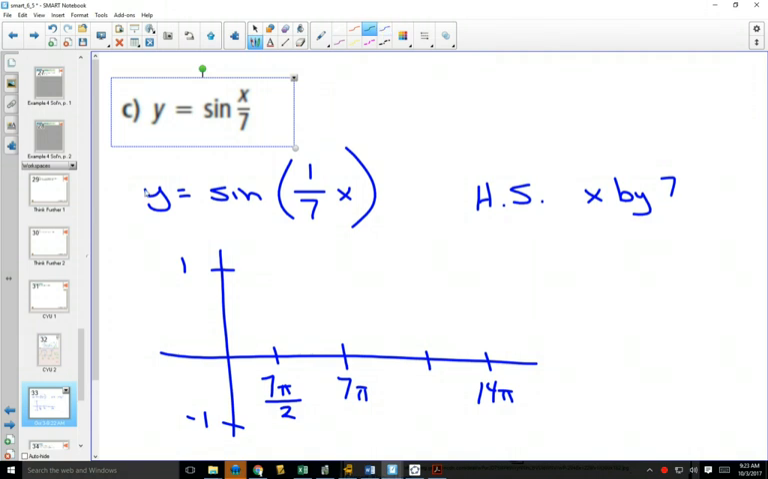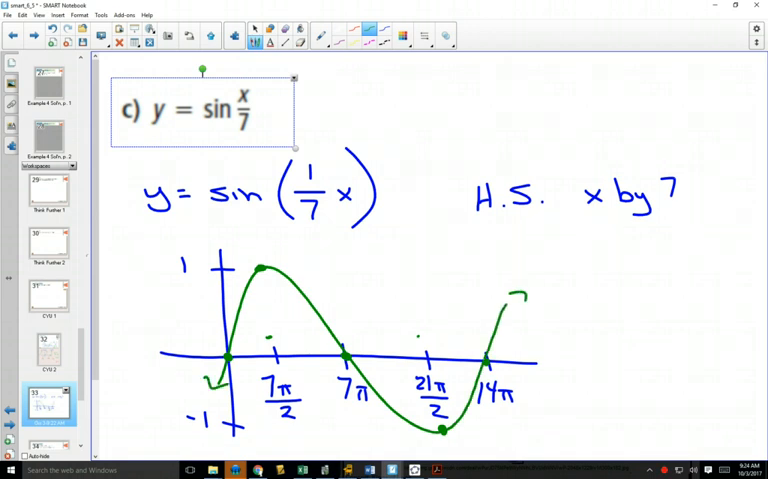Now if this is 7 pi over 2, if you count 3 in this direction, 7 pi over 2, 14 pi over 2, 21 pi over 2, or 10.5 pi. Where does sine start? In the middle. In the middle going up, so it'll start here, go to your maximum, back to your middle, down to your minimum, back to your middle. And there we have our graph.